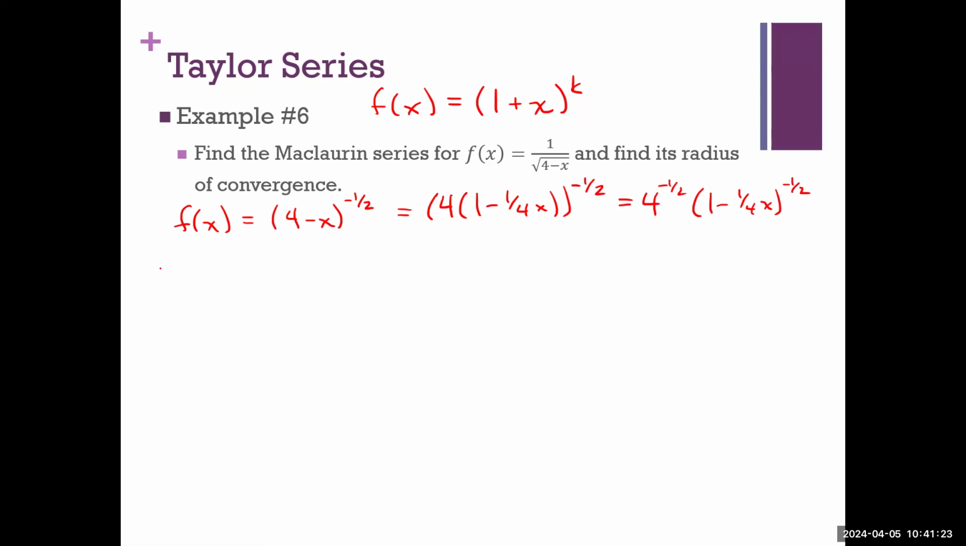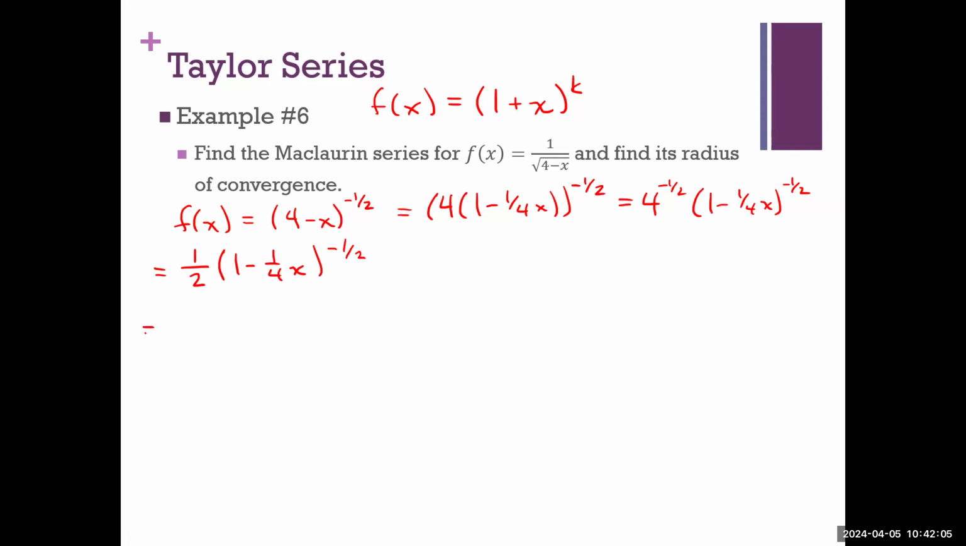What is 4 to the negative 1/2? 1/2. Sounds good. Why is it 1/2? It's 1 over the square root of 4. So 1/2 times this thing, (1 minus 1/4 x) to the negative 1/2. Now are we ready? Now we're good. We have the first term 1, we have this binomial, we have the power.